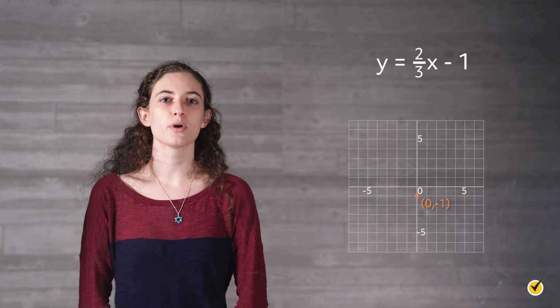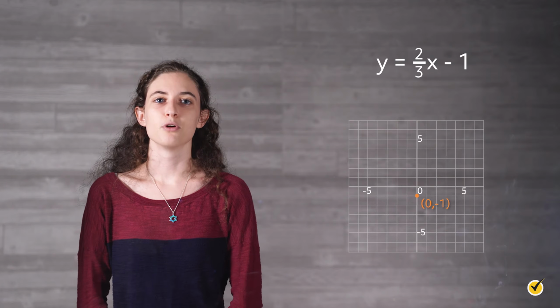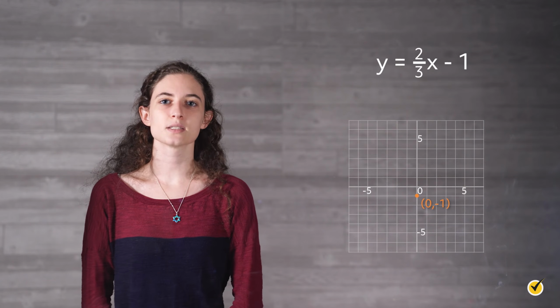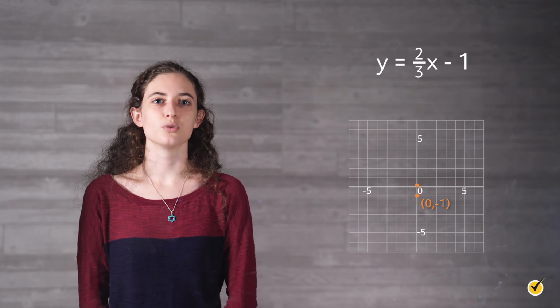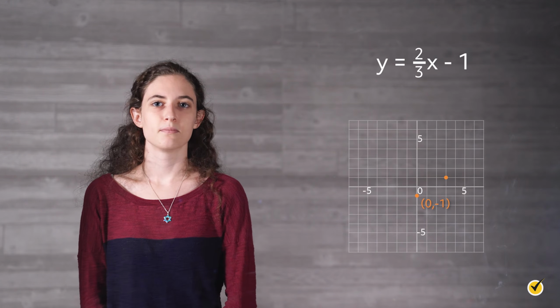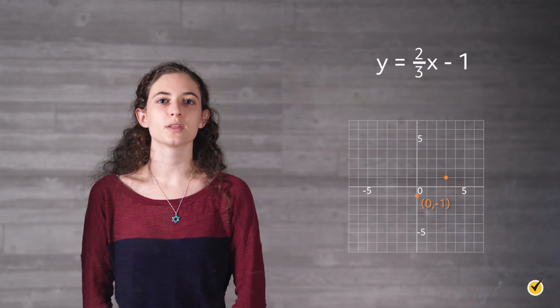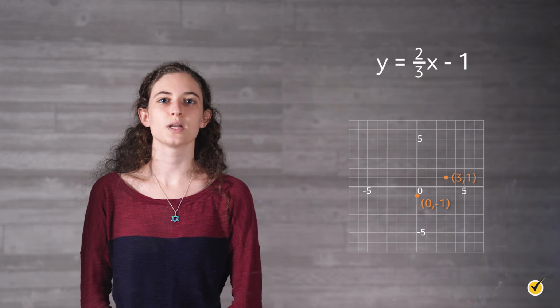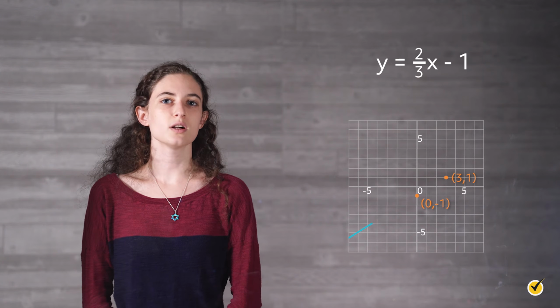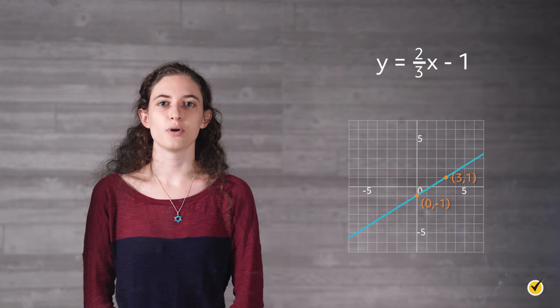Plot the first point at the y-intercept, then move from that point according to the slope. Both numerator and denominator are positive, so the rise is up 2 and the run is right 3. This brings you to the second point that is needed to graph the line, 3, 1. Carefully draw a line that extends through these 2 points.